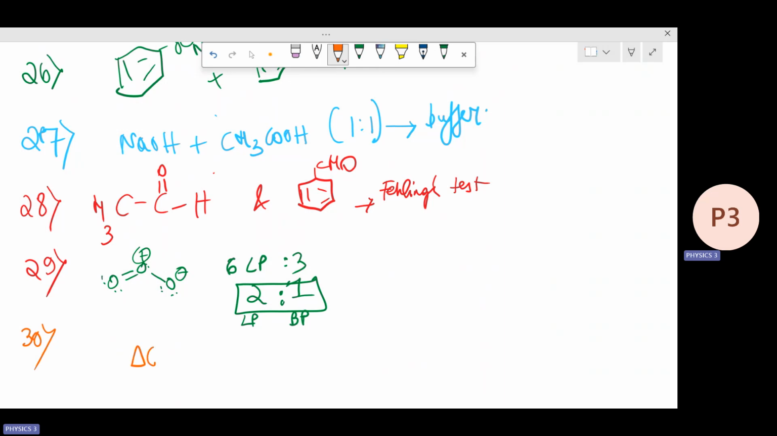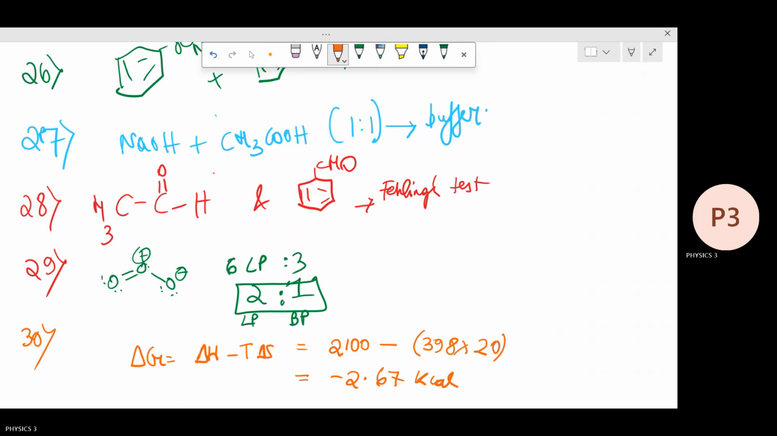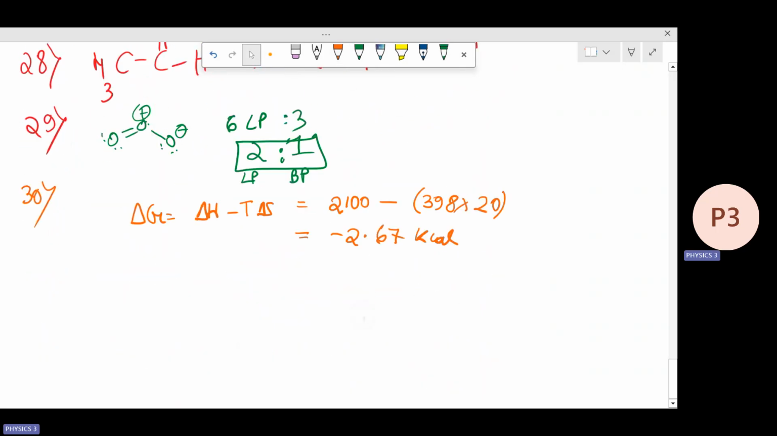So what will be my delta G formula? My delta G will be delta H minus T delta S. Delta H is nothing but 2.1 kilocalories, so it will be 2100 minus 298 multiplied by 20. If you do this, you are going to get delta G to be minus 2.67 kilocalorie. This is going to be my value. And I hope this is clear to all of you.